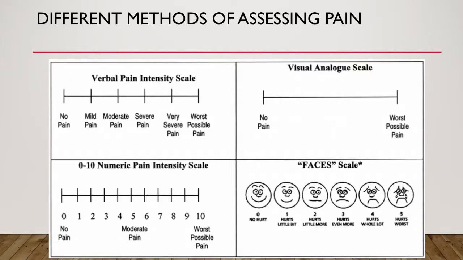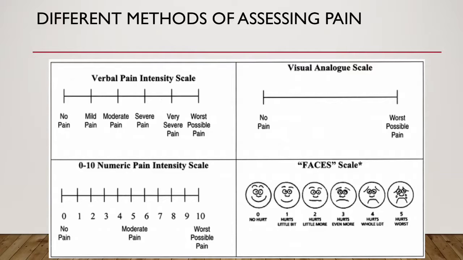There are many different methods of assessing patients' pain used by healthcare providers today. The first I'll speak on is the Verbal Pain Intensity Scale. This scale rates a patient's pain from no pain to the worst possible pain. The increments between no pain are mild pain, moderate pain, severe pain, very severe pain, and the worst possible pain.